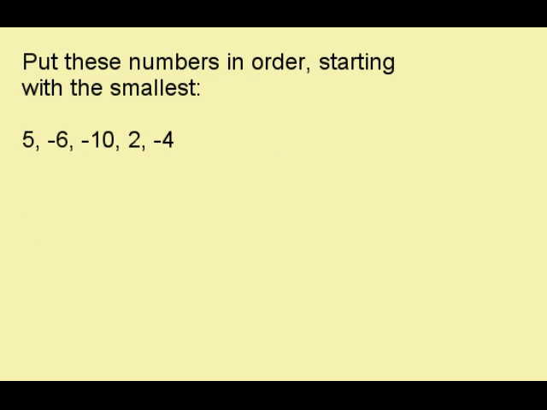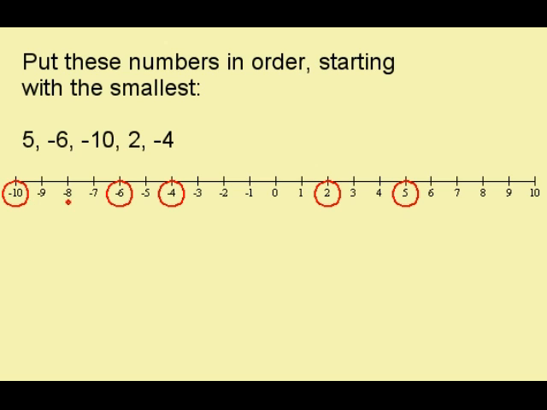When you have a question that involves negatives, the best thing to do is to think of a number line. Here I've circled my numbers on my number line, and we can now see what order they need to be in. -10, then -6, -4, 2, and then 5.